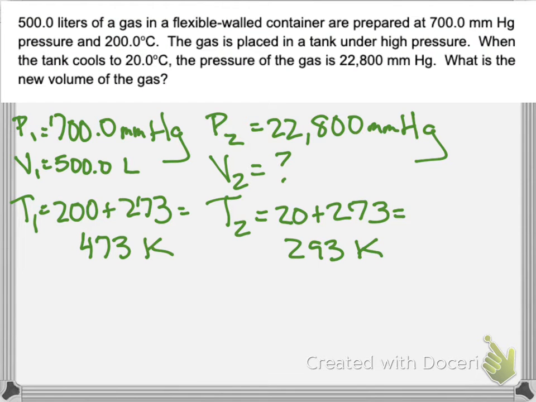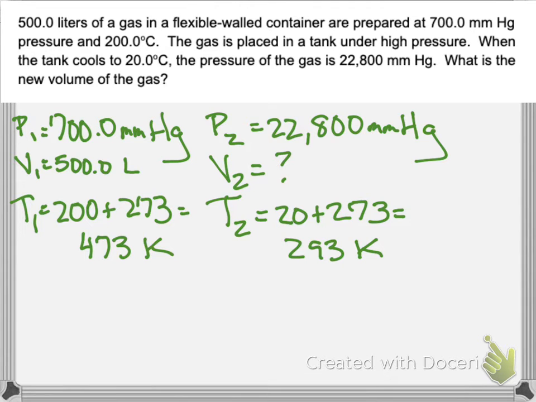So, here's our problem. We have 500 liters of a gas in a flexible walled container, and we're preparing it at 700 millimeters of mercury. That's a little less than the normal atmospheric pressure, and 200 degrees Celsius, which is pretty hot. The gas is placed in a tank under high pressure. When the tank cools to 20 degrees Celsius, the pressure of the gas is 22,800 millimeters of mercury. So we're jacking up the pressure. This would be typical of the process that you would do preparing an oxygen tank or a scuba tank or something like that. And what we're asking is, what is the new volume of the gas?